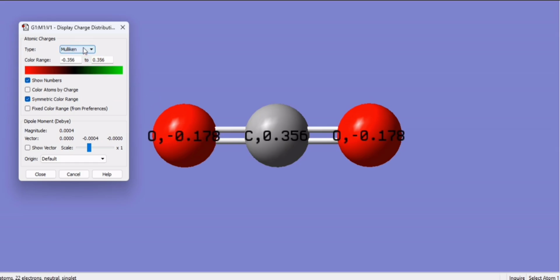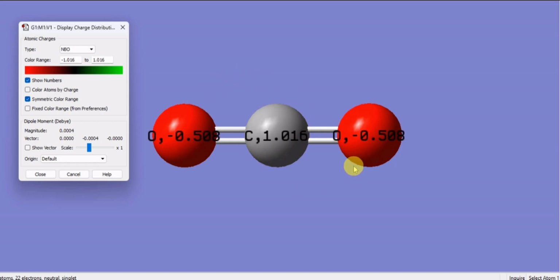Another thing is NBO charge distribution. This is also a parameter similar to Mulliken charge, and it will also give you the information of charge distribution between the atoms in the molecule. You can see that here for oxygen, the value is minus 0.508, and for carbon, it's 1.016.